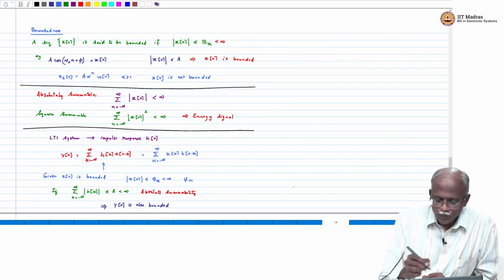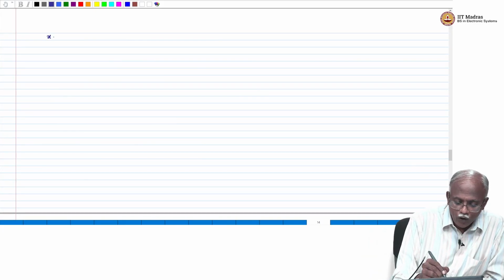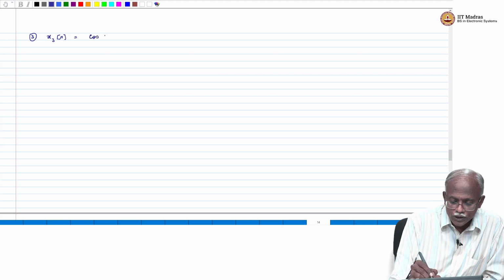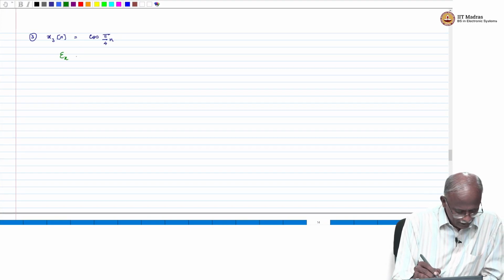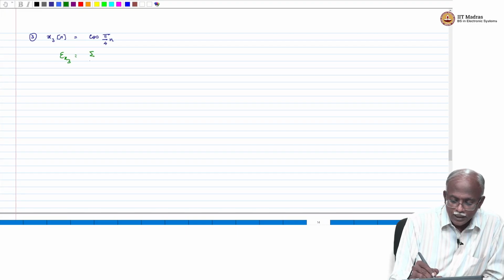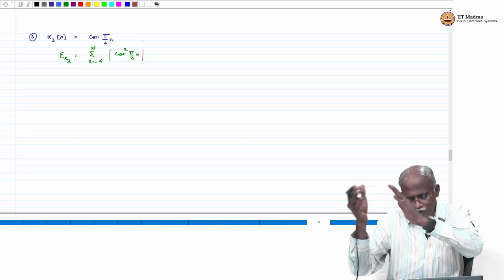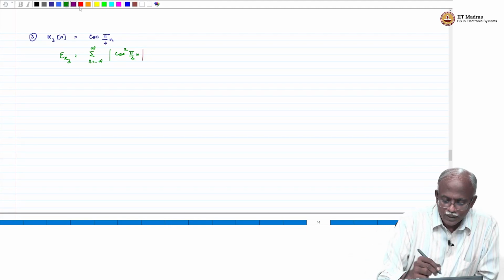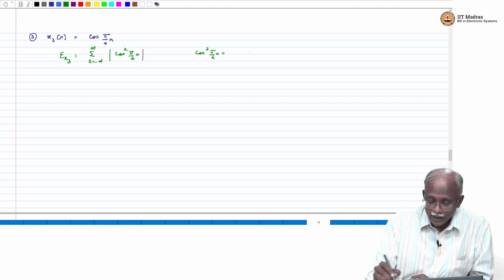Okay. And last one, this is more just to help you work with the trigonometric identities. So, a third one where you are also asked to calculate the energy and power. x3 of n is equal to cos pi by 4n. The term that we have to sum to get the energy Ex3 will be the summation n equal to minus infinity to infinity of modulus of cos squared pi by 4n. You can write it as cos pi by 4n modulus squared, or you can take the square inside.